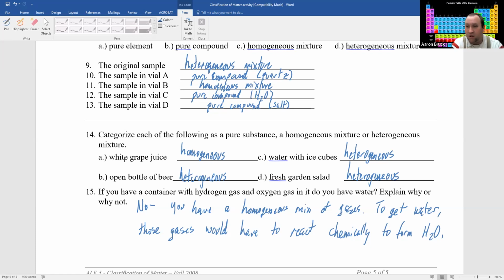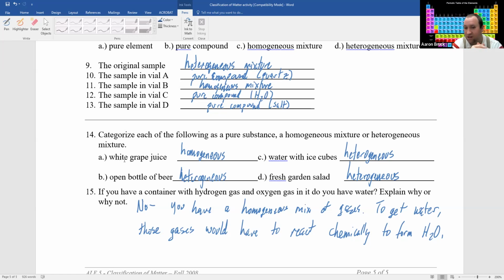C, water with ice cubes. This one's pretty easy. This one's heterogeneous. And the reason it's heterogeneous, I can clearly see, even though I have two pure substances here, water and frozen water, the fact that they are together, I've got two substances present. And I can very clearly see the solid versus the liquid.